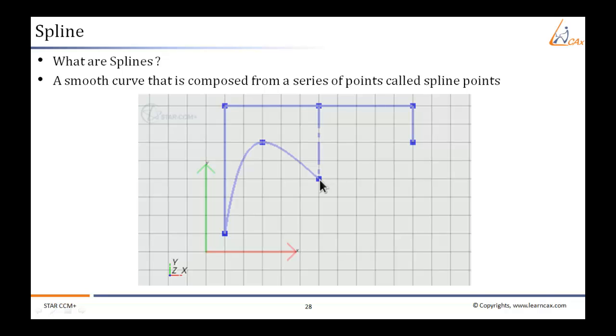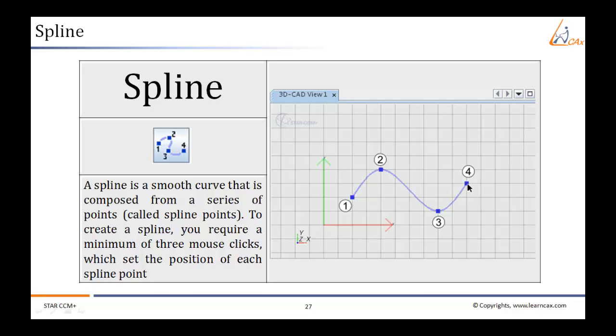We can also create a spline by using the Spline tool. A spline is a smooth curve that is composed of a series of points. These points are known as spline points. To create a spline, we use this icon as shown here. We need at least 3 mouse clicks, which form 3 or more points out of which the spline is created.